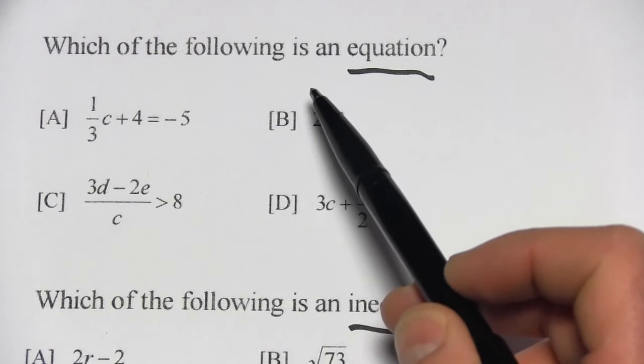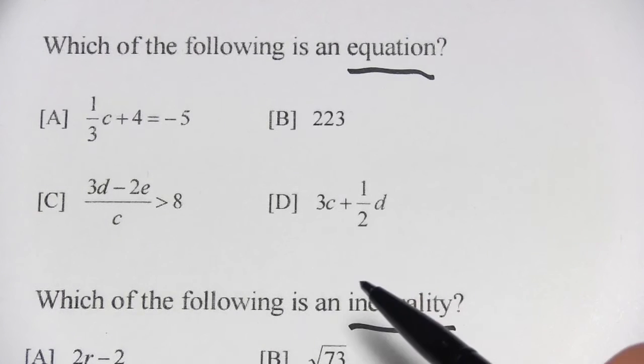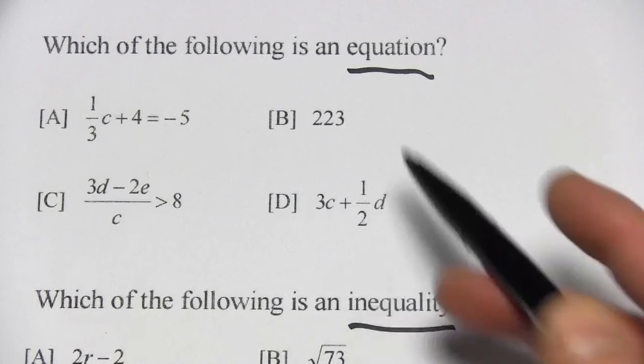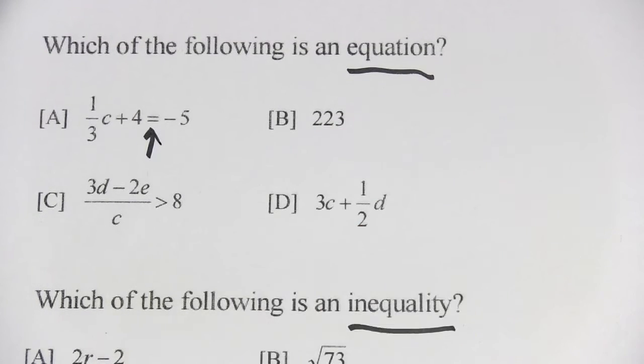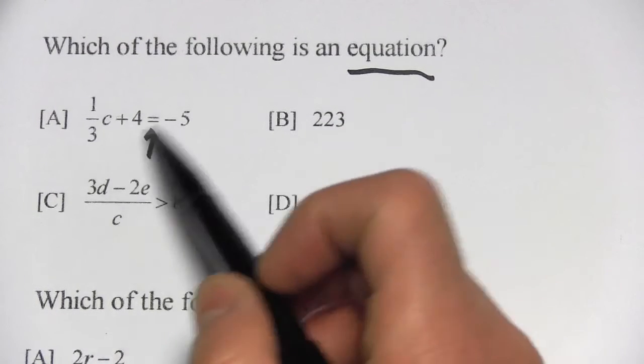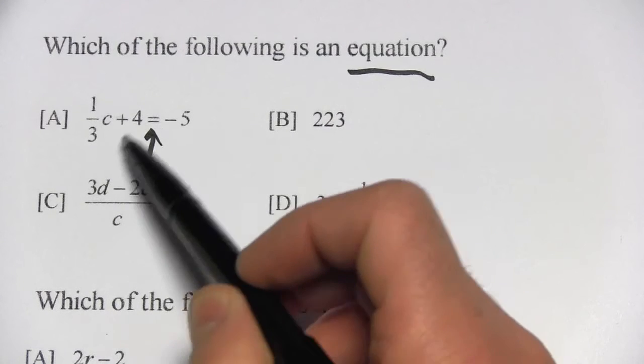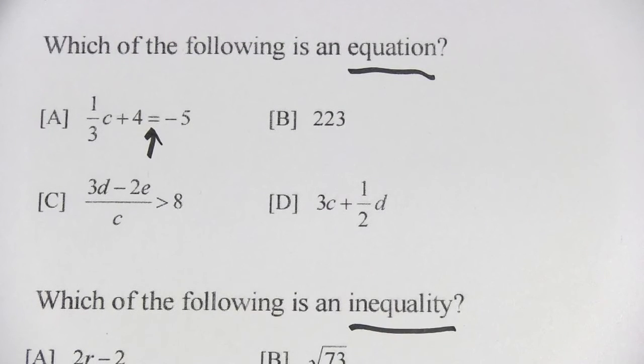So in this problem, where they're asking us to determine which one of these things is an equation, there's just one of them that's got an equal sign. So you know this is the equation. It says this side is equal to this side.